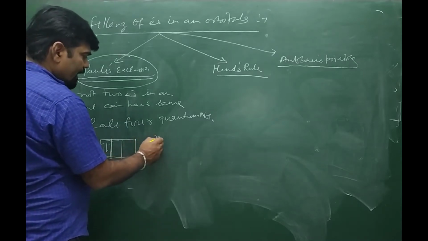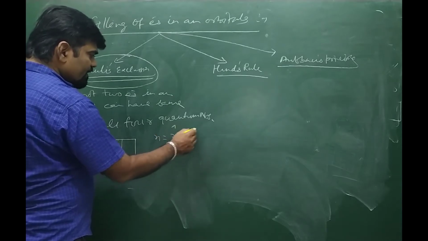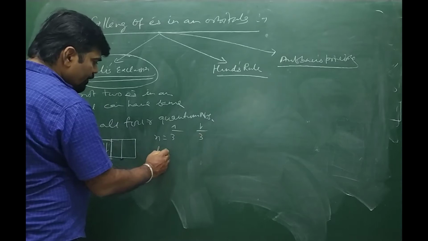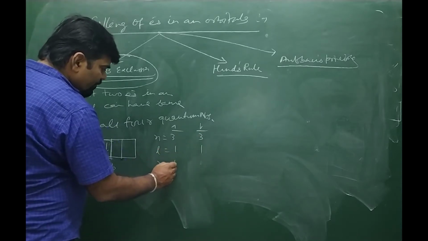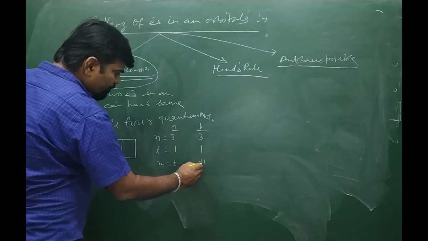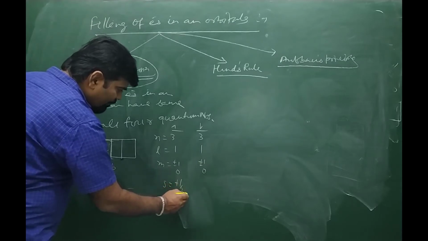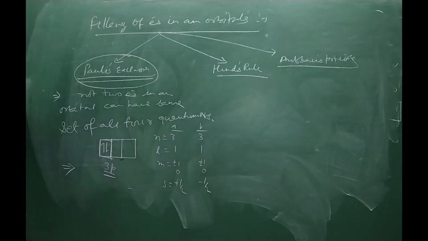So for 3p, the n value for this electron is 3. For the clockwise electron and for the anti-clockwise electron, the n value is 3. The l value is 1. The m value is plus or minus 1 or 0. The s value, if it is plus half for one, must be minus half for the other. If it is minus half, it must be plus half.